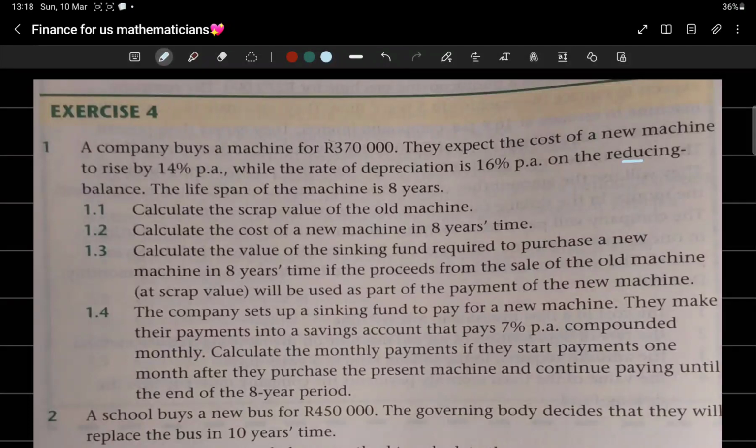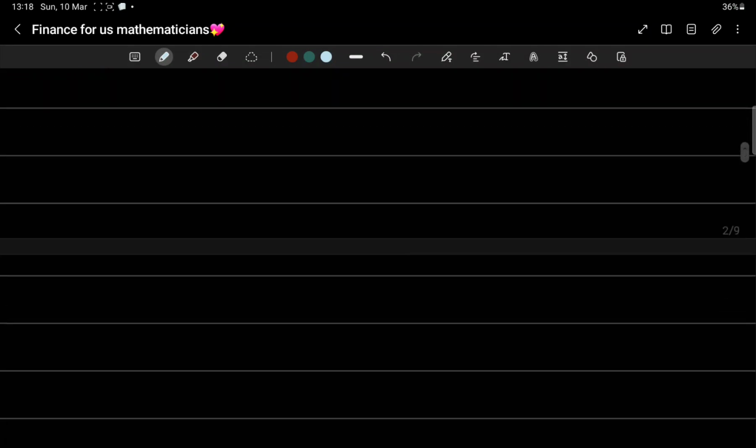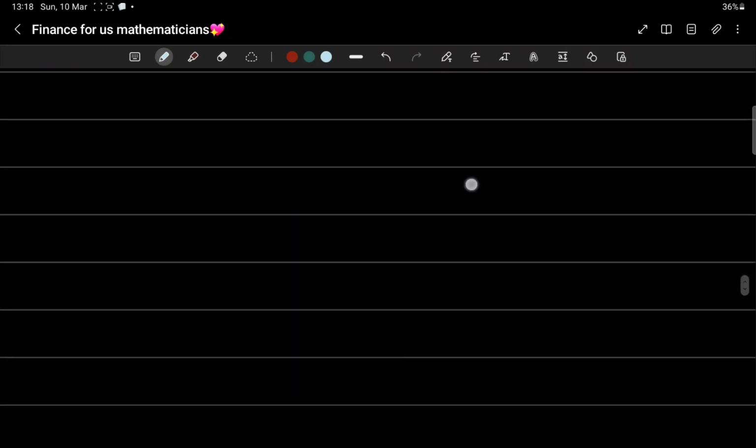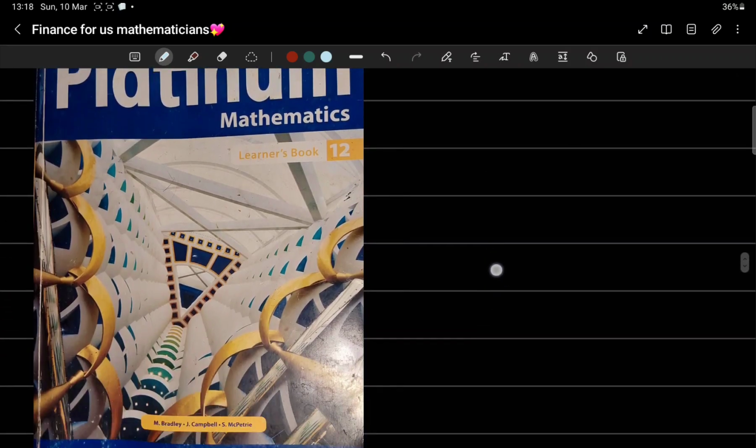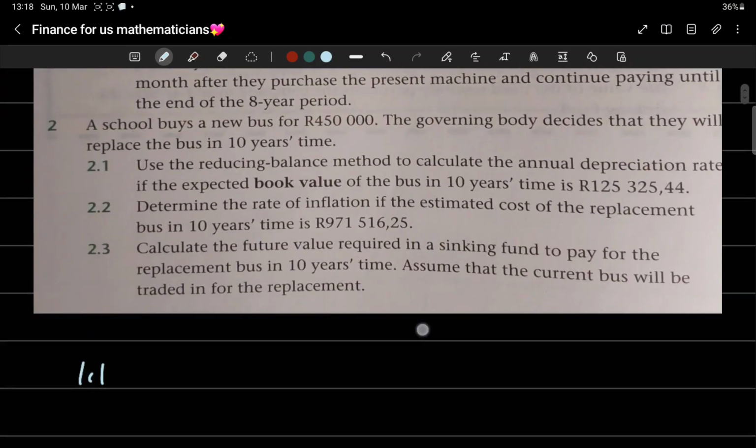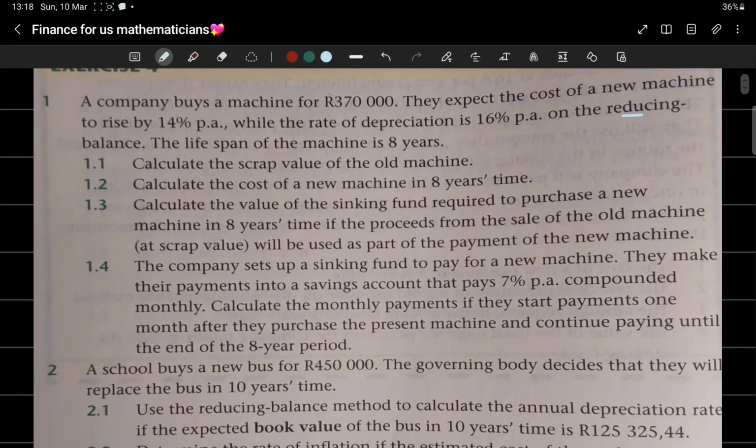Okay, on exercise 4, remember I'm using this textbook. Exercise 4, number 1. A company buys a machine for 370,000. They expect the cost of the new machine to rise by 14%, while the rate of depreciation is 16% on reducing balance. Reducing balance is the one whose formula looks like compound interest, so instead of the plus, it's minus.